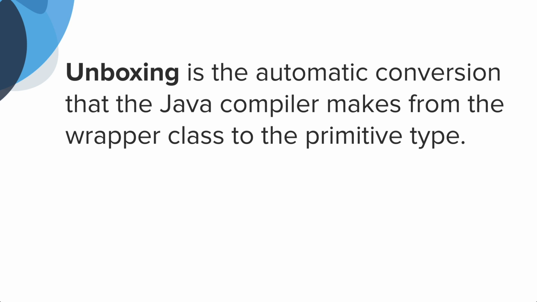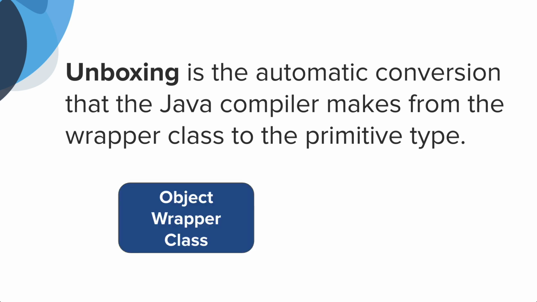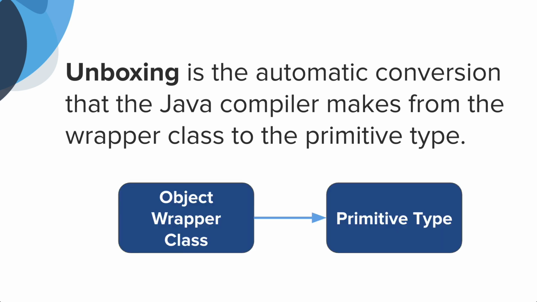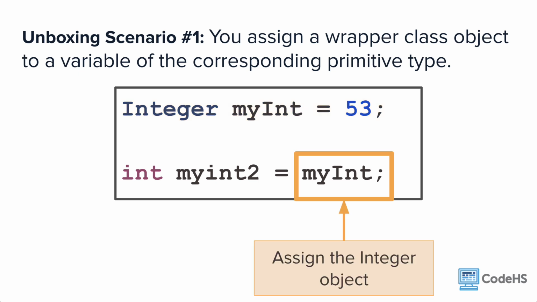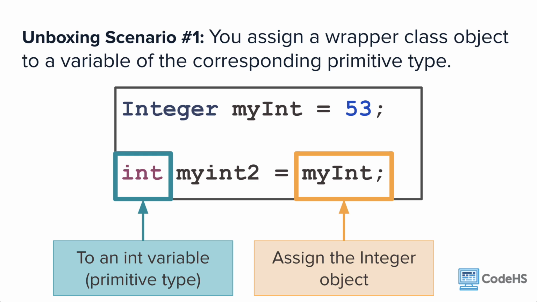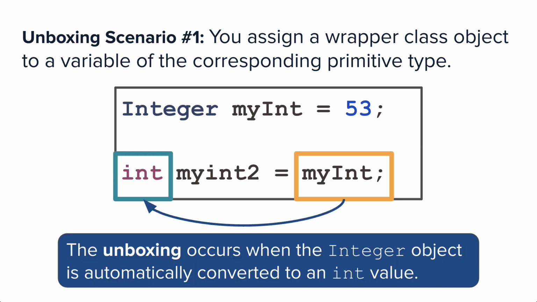Unboxing is the automatic conversion that the Java compiler makes from the wrapper class to the primitive type. Unboxing occurs in the same two scenarios as autoboxing. The first scenario is when you assign a wrapper class object to a variable of the corresponding primitive type. Let's add to our original example where we showed autoboxing by assigning the int value of 53 to an Integer object called myInt. Now you assign the Integer object to an int variable, which is a primitive type. The unboxing occurs when the Integer object is automatically converted to an int value.